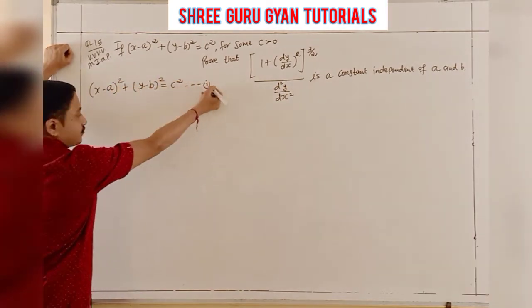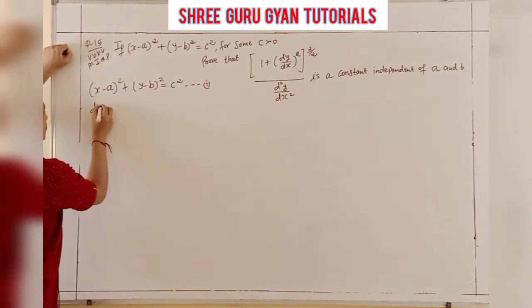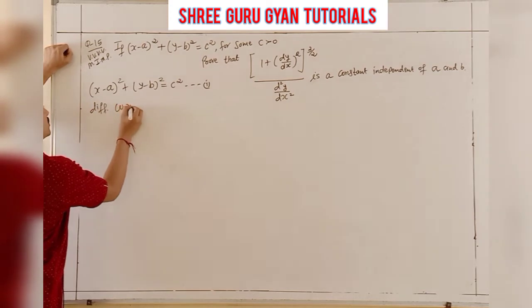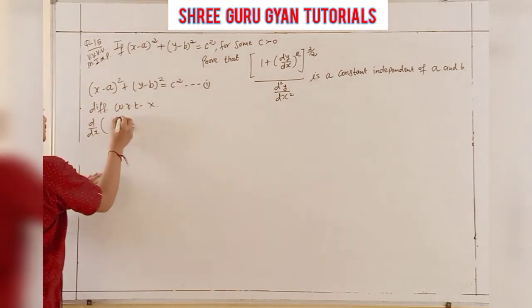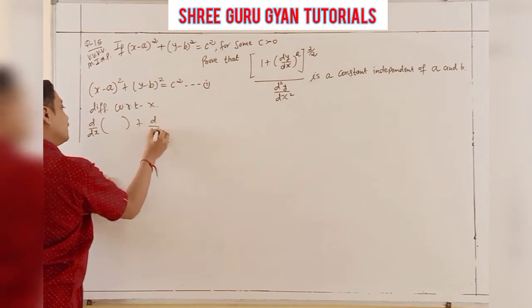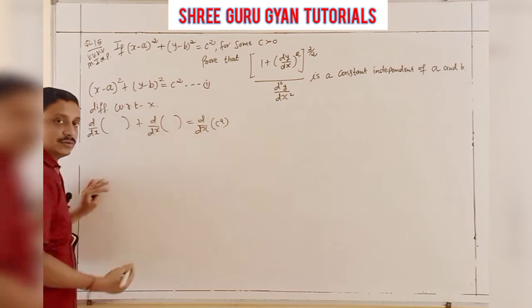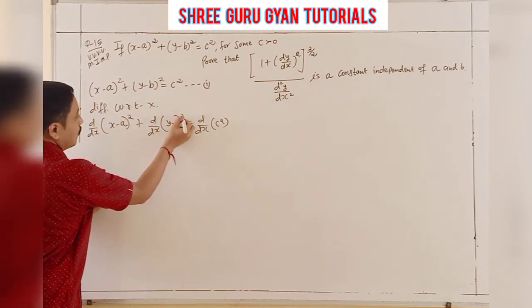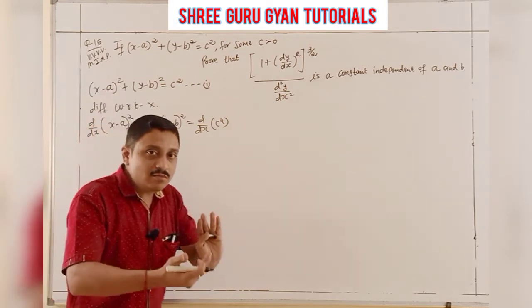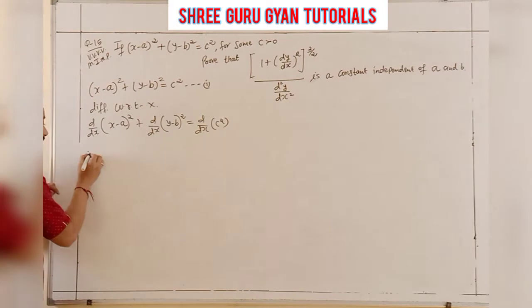statement number 1, because it is utilized till the end: differentiation with respect to x. Here d/dx first, d/dx second, and here d/dx of our c square value. Here as it is x minus a whole square, y minus b whole square, and one by one start the derivative. So here the derivative is what?